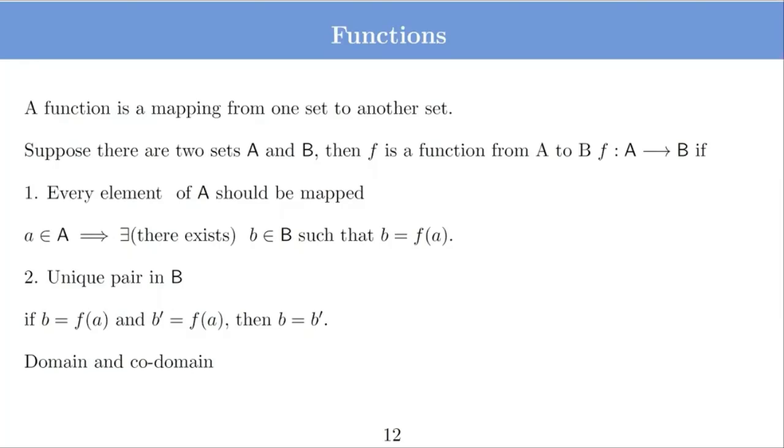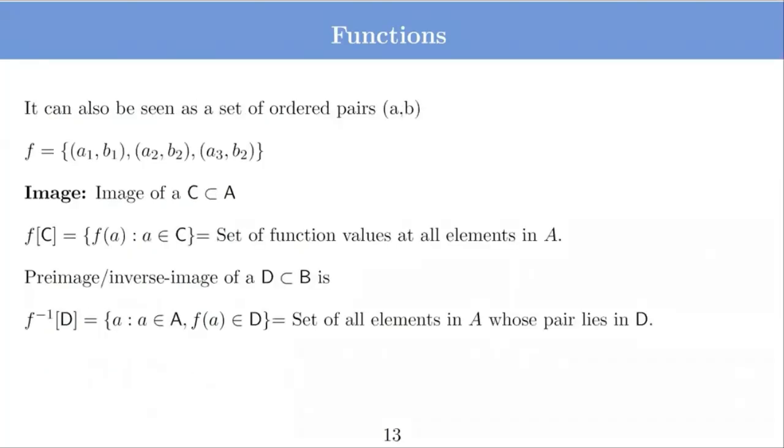Okay, and then we also talk about domain and codomain. A is called the domain and B is called the codomain of this function. Now, instead of writing, how can we represent functions? So you may have seen that we can just write f(x) = 2x.